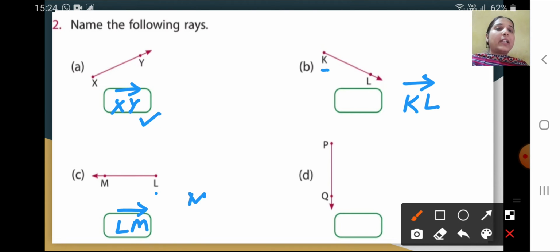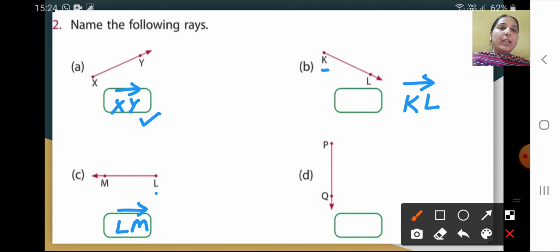You will not write it as ML like this. You may make this mistake, but this is completely wrong. Why? Because M is not the end point here. What is the end point? The end point is L, and we always start with the end point. Okay? So it will be named as LM and then just an arrow pointing towards the right side.